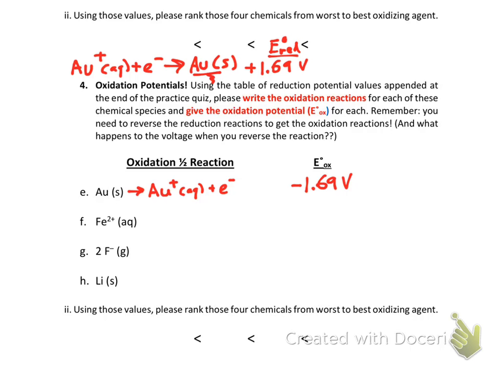Okay, so with iron 2+, we're looking for iron 2+ as a product, and we're flipping the reaction. And the only way that we could do that is if we turn it into iron 3+. So it's going to be giving up one electron.